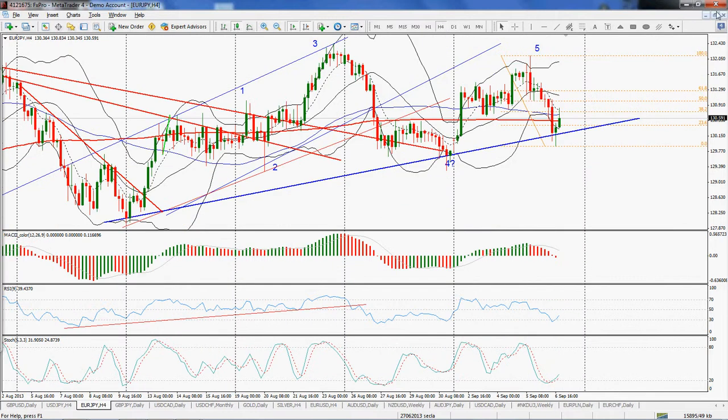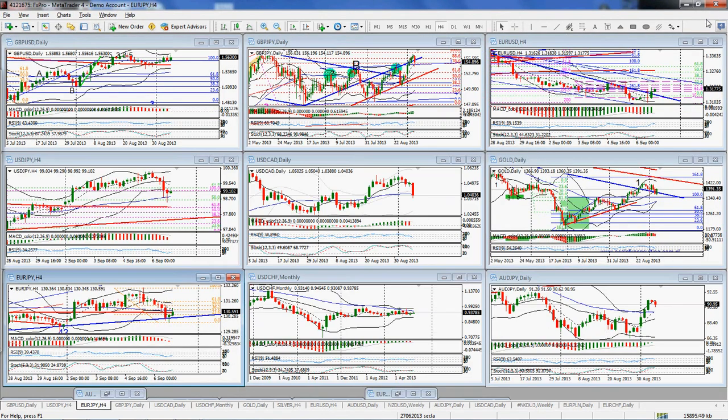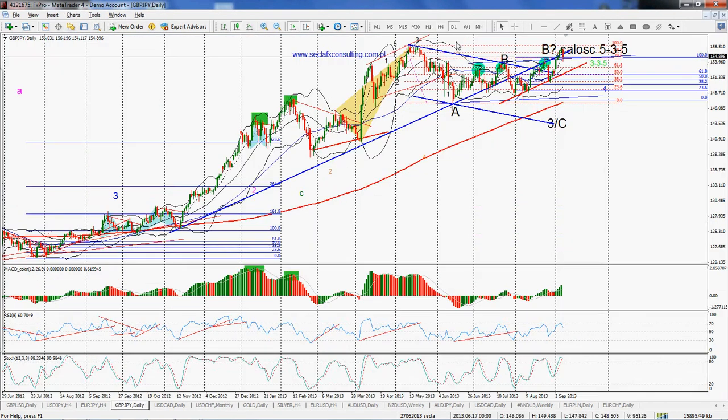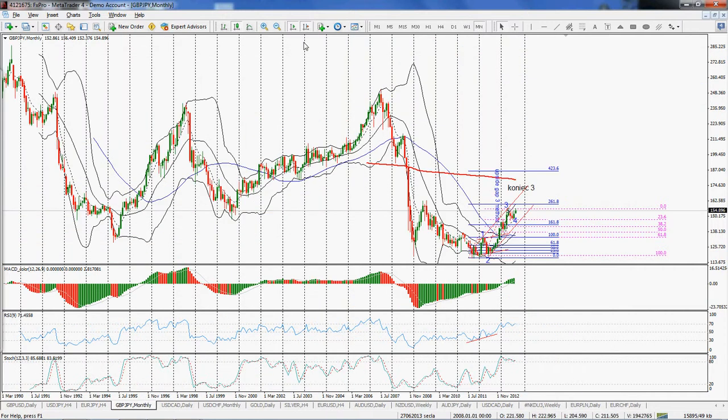So I think I will leave it like that. Yeah, this quite strong support line wasn't broken yet, but that may come this week. Maybe another push up and then going back down. Good. Great Britain pound, Japanese yen.